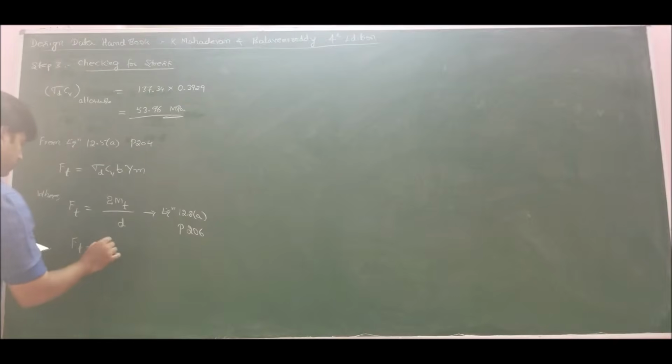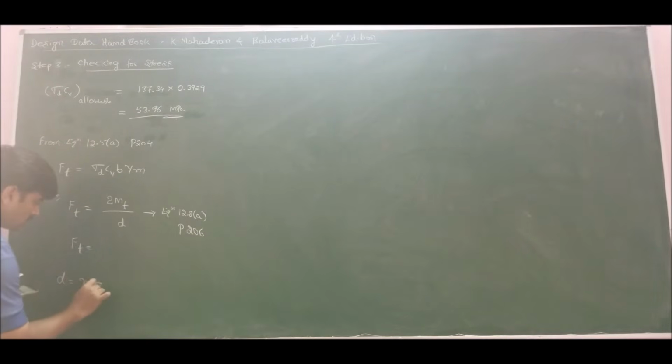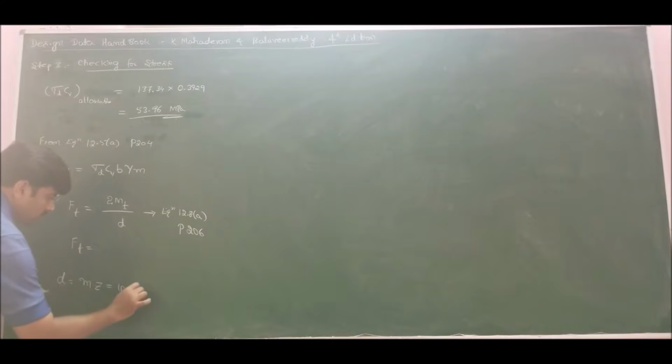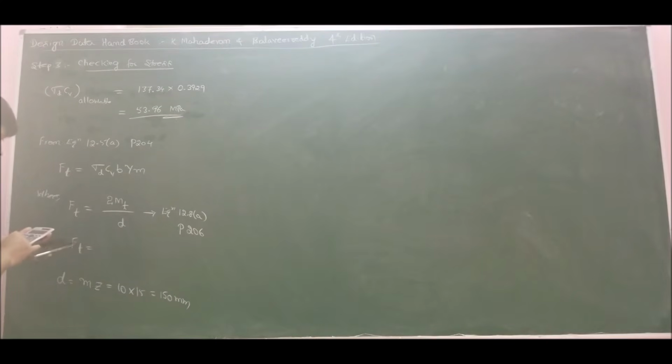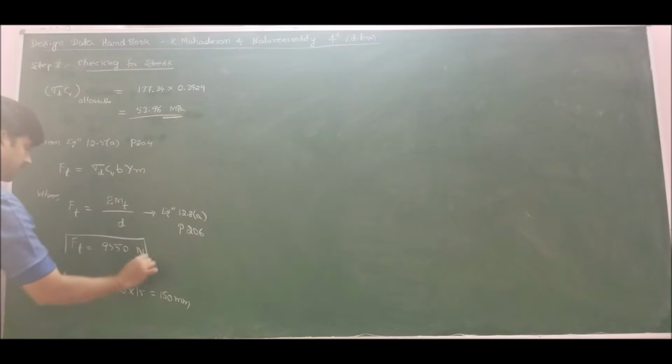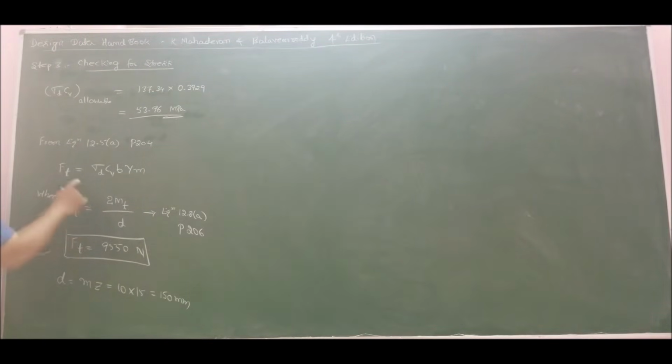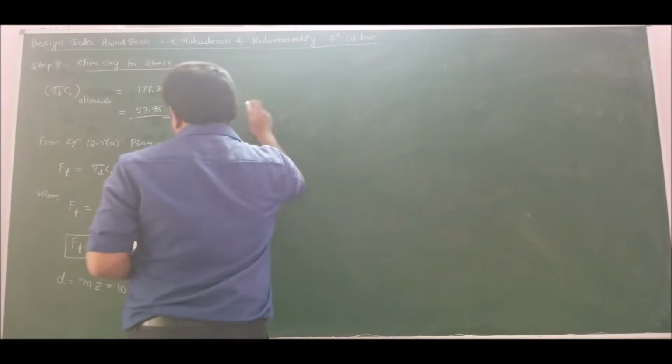Ft will be 2 into torque divided by diameter. So the diameter of the pinion, d, is equal to m into z, which is 10 into 15, which is equal to 150 mm. So which yields us 9550 newtons. The tangential force is 9550 newtons.